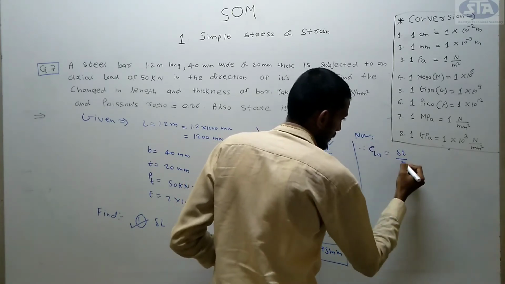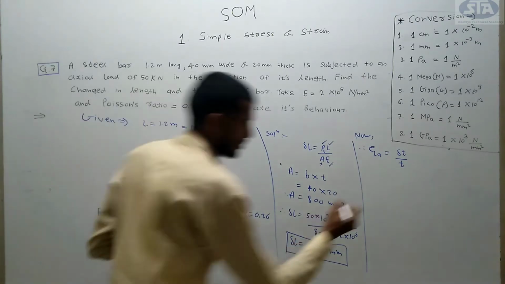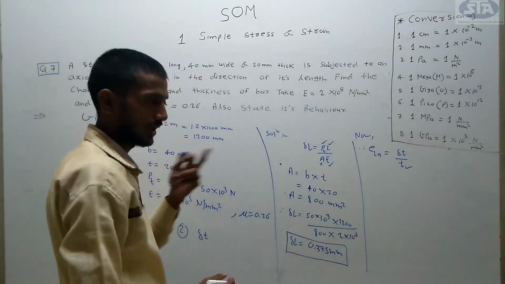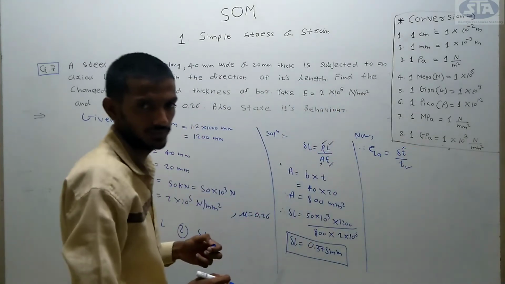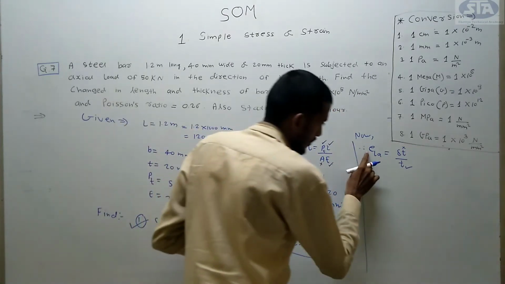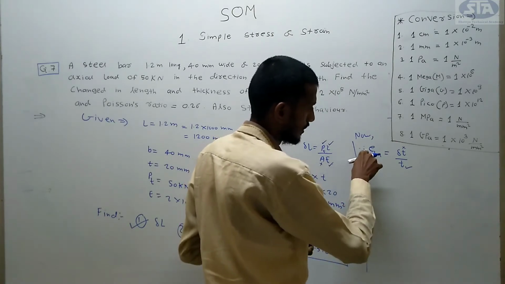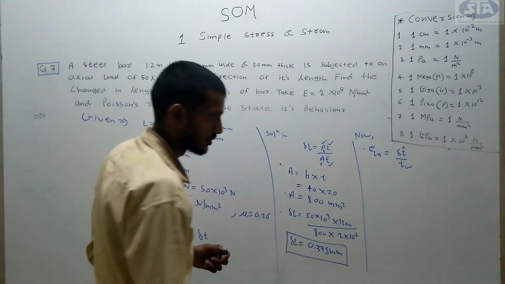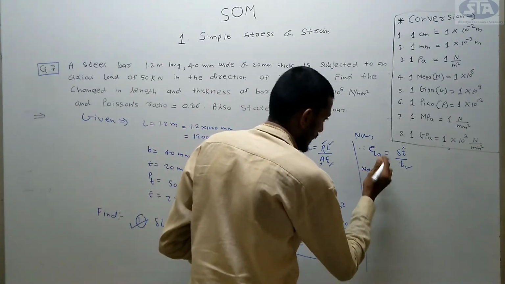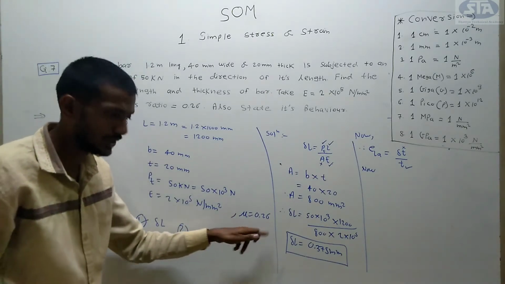Okay, so now lateral strain is equal to change in thickness upon original thickness. Original thickness is given as 20, so we know the original thickness. Our aim is to find out the change in thickness. So we can find lateral strain, and after finding lateral strain, we put it in this equation and we will get change in thickness. Now how can we calculate lateral strain? We are already given the value of mu, which is 0.26.